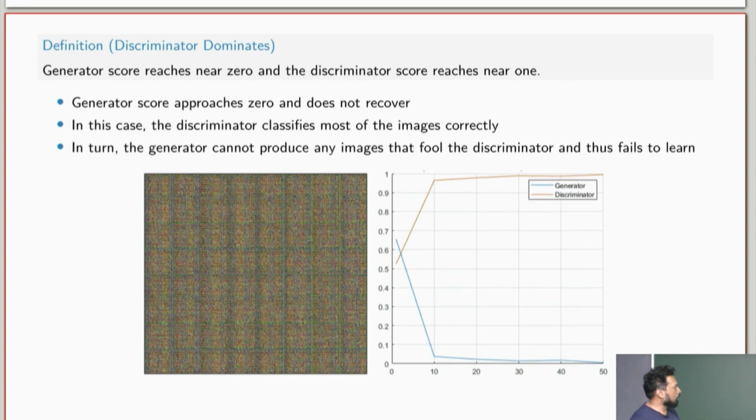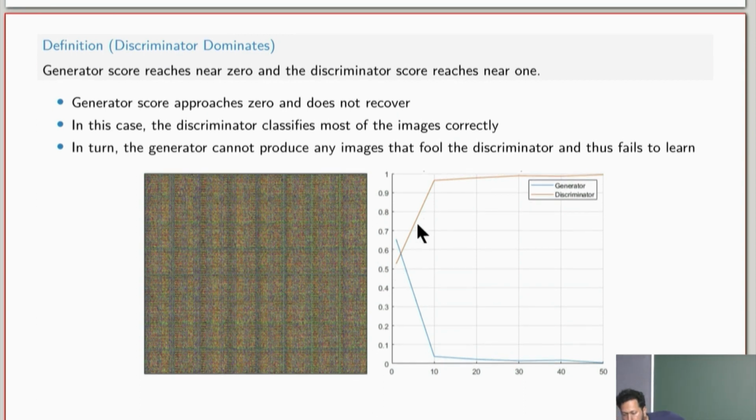If you plot the score values, this could be one scenario where the discriminator dominates. In the figure, the red one is the discriminator curve, though you may not be able to see it. And remember, the maximum score that the discriminator can get is 1, because it's a classifier.